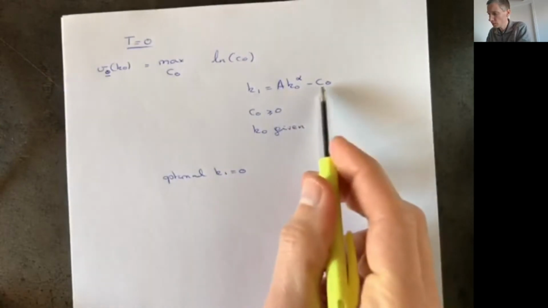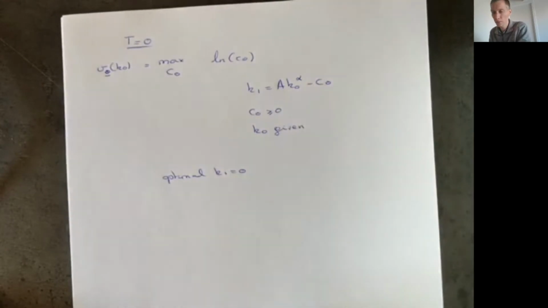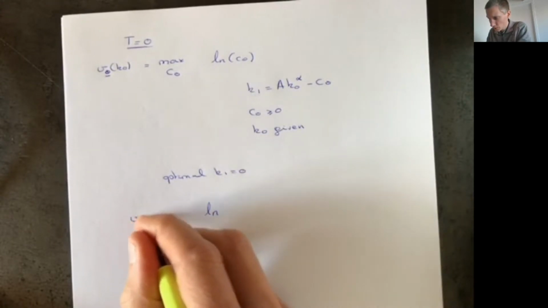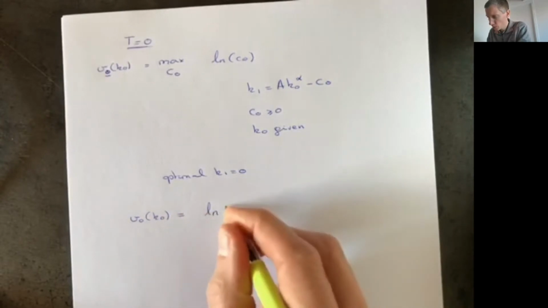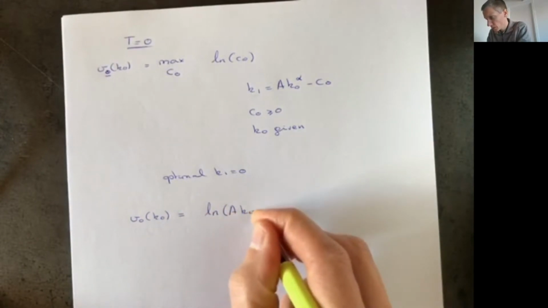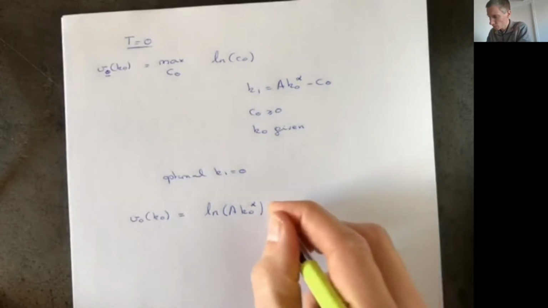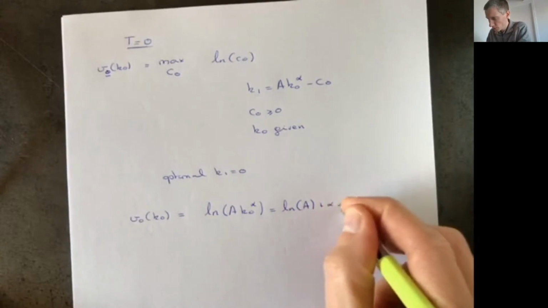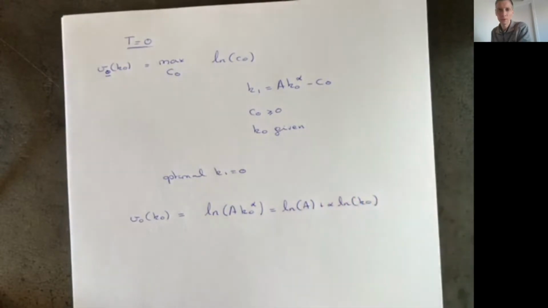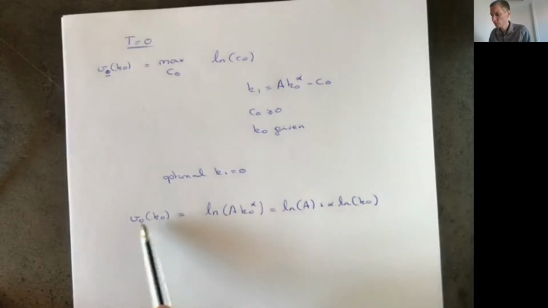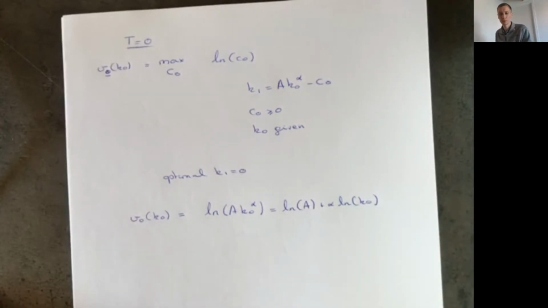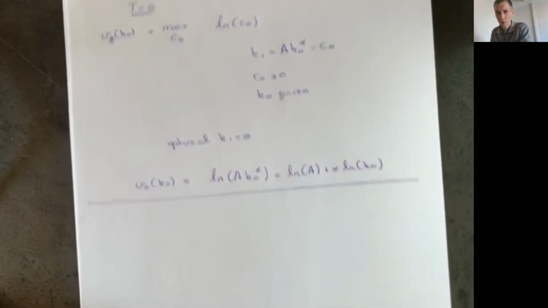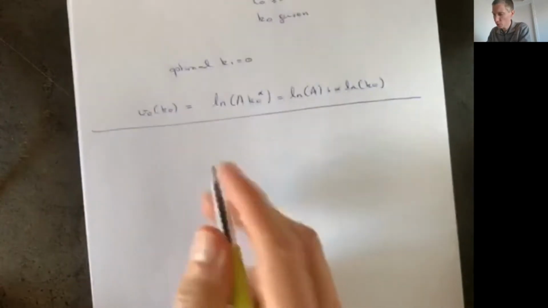And if I do this, then C0 will be equal to A K0 to the power alpha. So my V0 of K0 will be equal to log of A K0 to the power alpha. And this is equal to ln A plus alpha ln K0, right? So I have an explicit solution to my value function in this period. Okay. This is a very easy problem. Let's go one period ahead.